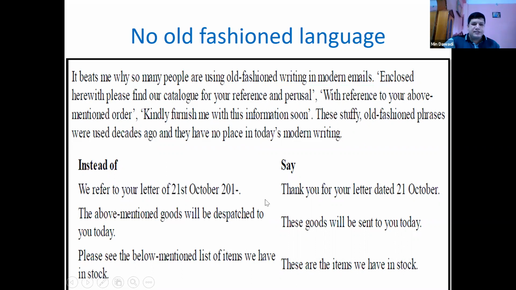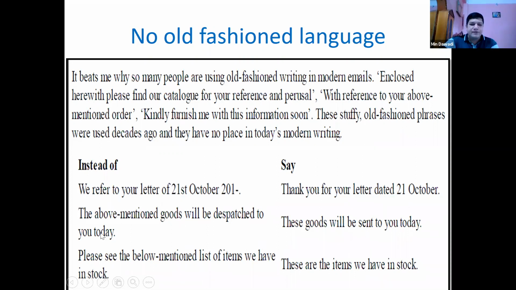Okay, here is one piece of information I brought from another book. It beats me why so many people are using old-fashioned writing in modern emails. Enclosed herewith, please find our catalog for your reference and perusal. With reference to your above-mentioned letter, kindly furnish me with the information soon. These stuffy old-fashioned phrases were used decades ago. So all these are examples of old-fashioned words. Instead of this, we have to use simple, modern expressions.